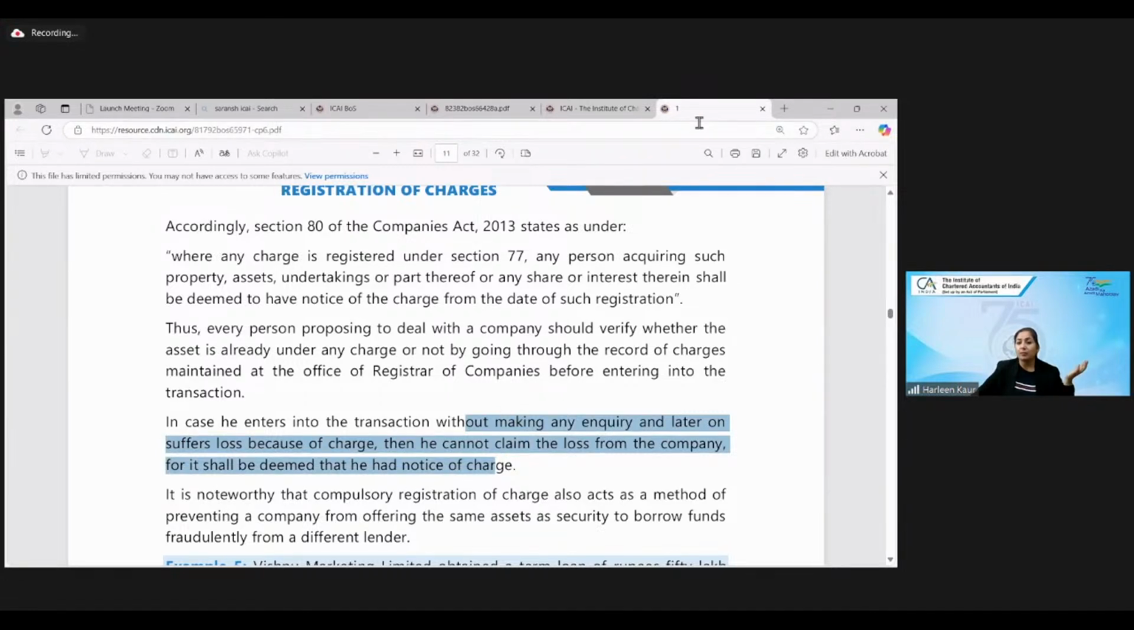Now, there was an SBI bank to whom I am giving the second charge for the same loan. Okay, fine. Yes, that's correct, Kushbu.